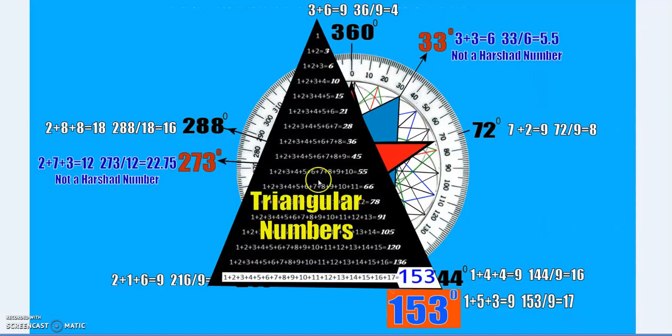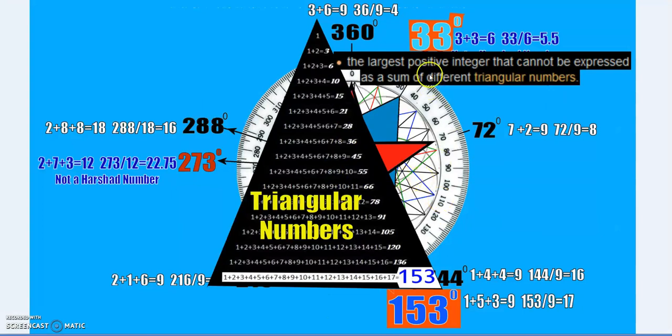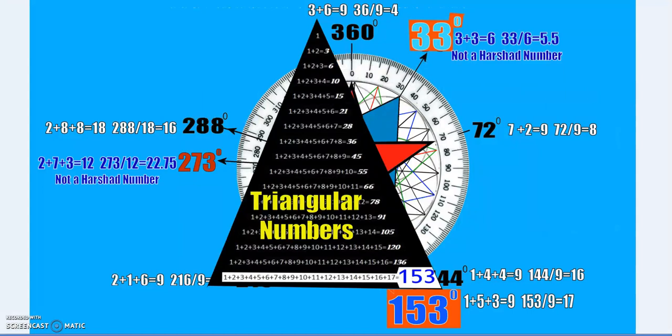But now triangular numbers. Now how does 153 connect to 33? 33 is the largest positive integer that cannot be expressed as a sum of different triangular numbers. You can't add triangular numbers up and get 33. So 33, you cannot do it, just like 33 is not a Harshad number.